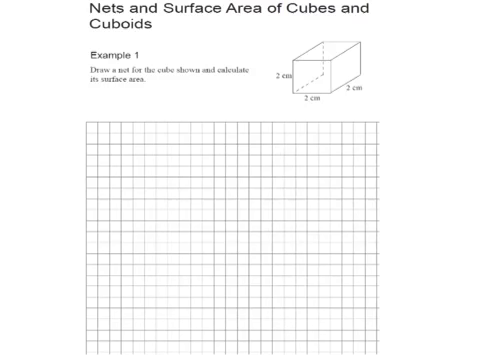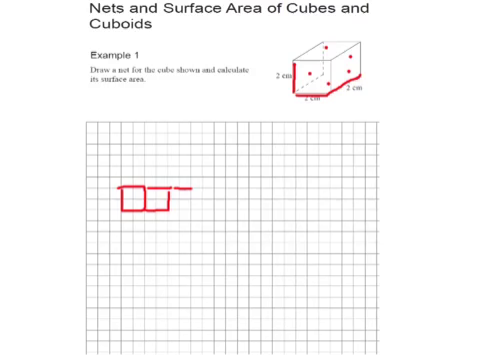So here it says draw a net for the cube shown and calculate its surface area. So you can see here that all of the sides are equal to 2 centimeters. So let's draw out our net. We have a 2 by 2 here, and let's count. There are 6 sides. You have the front, the back, the side, the top, the bottom. So that's 6 sides. So let's draw 6 sides.